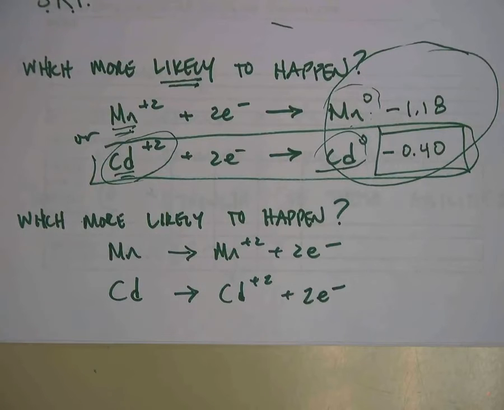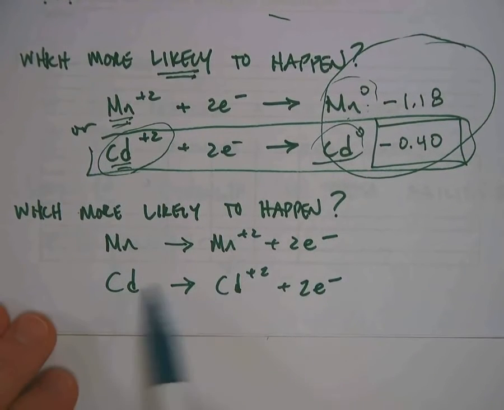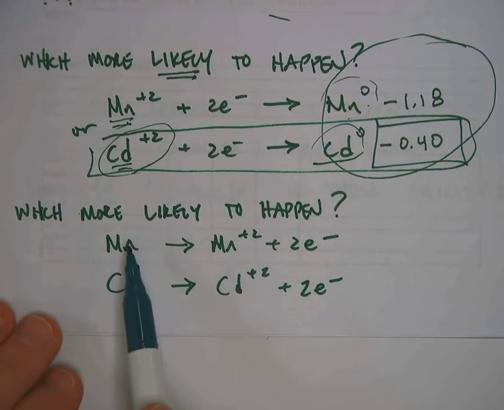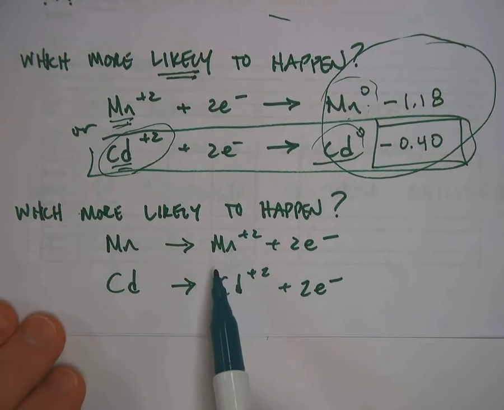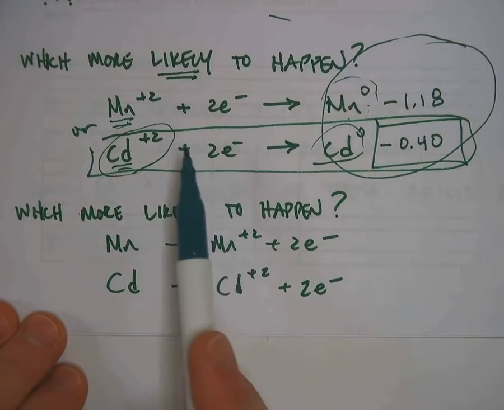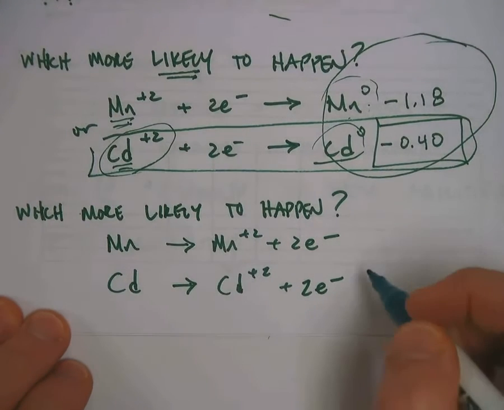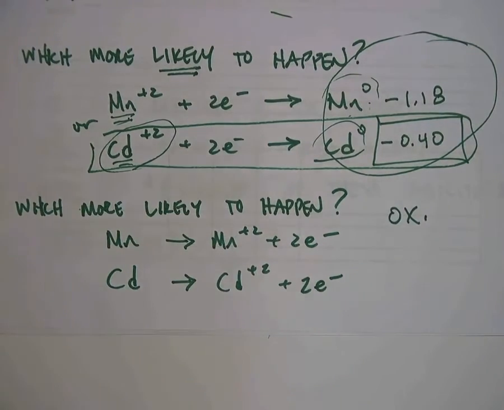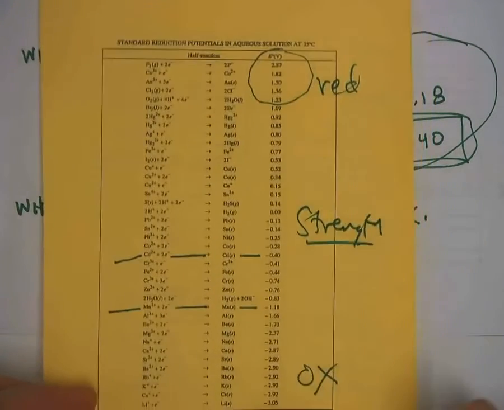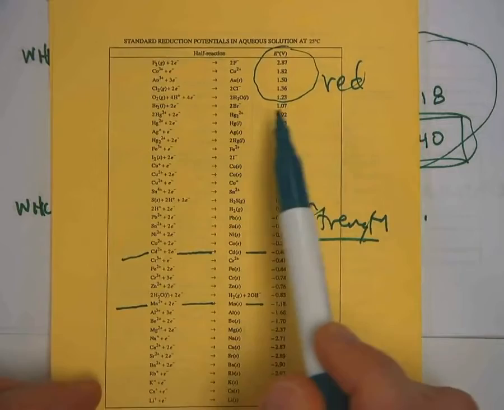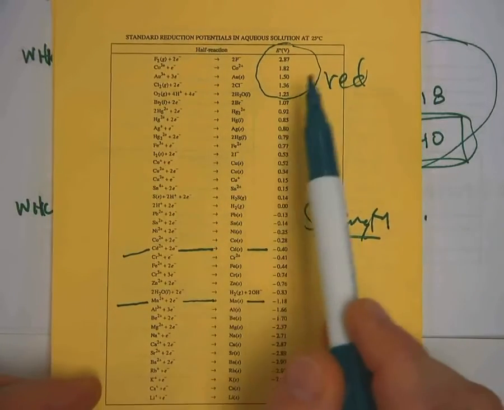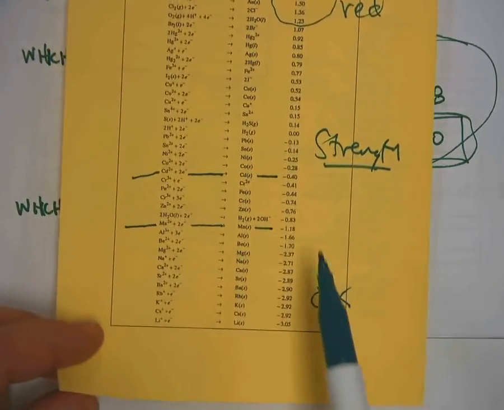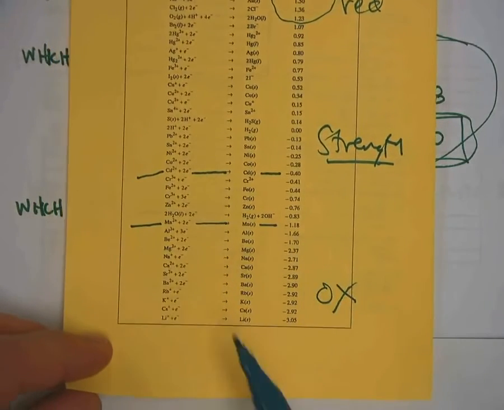So we can also use the chart to help us determine the opposite. Which is more likely to happen? Cadmium becoming cadmium plus 2, or manganese becoming manganese plus 2. Now remember, this is just the backwards of these reactions, and so this is called oxidation. Okay? Now remember, we said that things on this chart that are at the top have the most possibility of being reduced. Things at the bottom have the most possibility of being oxidized.